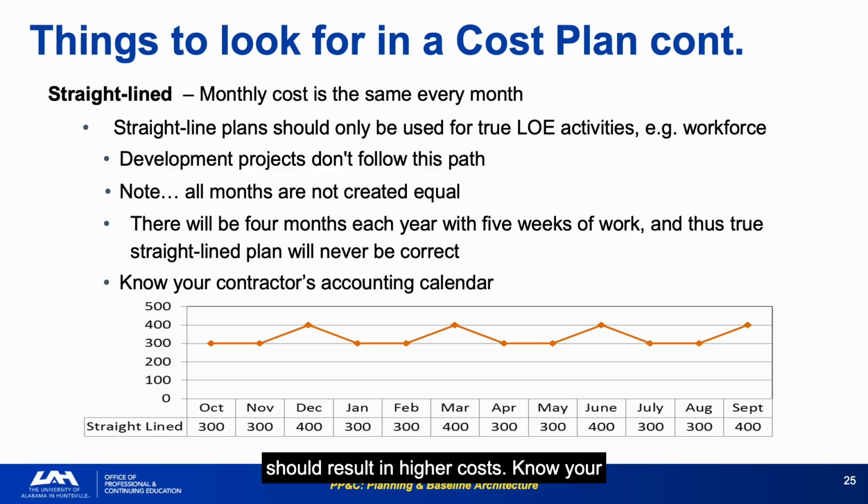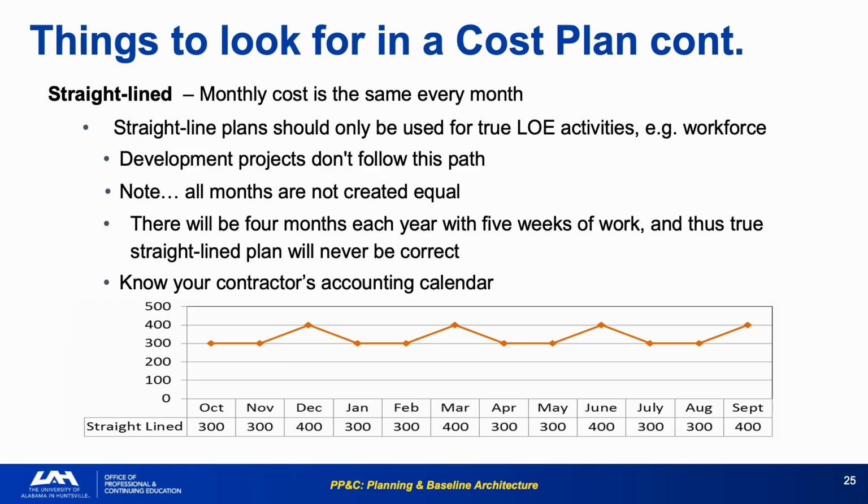Know your contractor's accounting calendar. This is the practical instruction. Different contractors use different fiscal calendars. Some use 4-week periods, some use calendar months, some use 13-period years. The plan shape must match the contractor's actual billing structure. A straight-line plan on a development program is often a sign that the analyst filled in equal values because they didn't know the actual technical plan. It's not malicious, but it is analytically useless because every month will show a variance without a meaningful explanation.